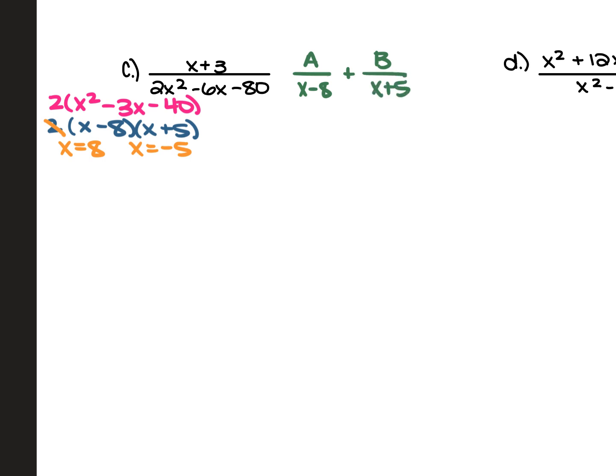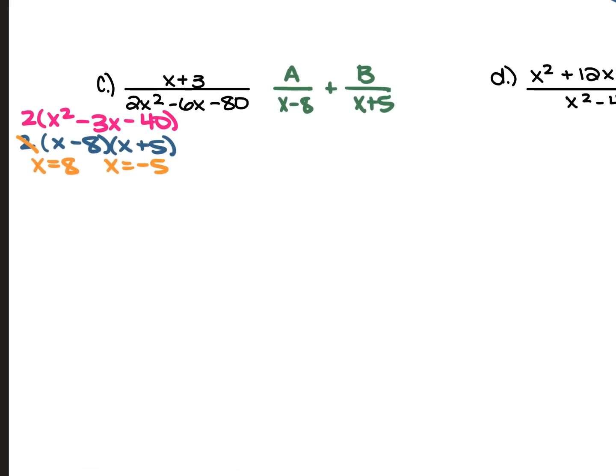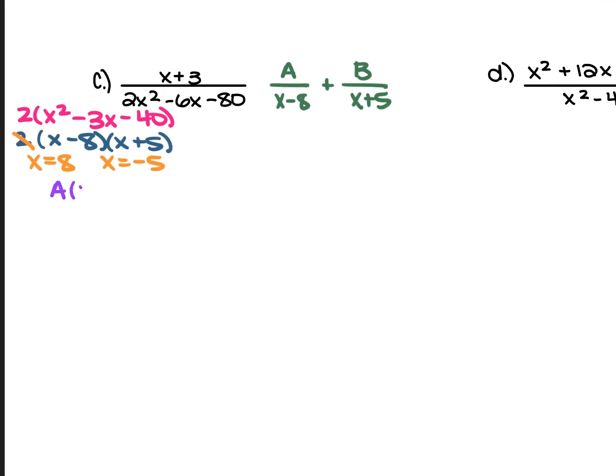So that means that you are going to have a times x plus 5 plus b times x minus 8 is equal to your numerator, which is x plus 3. Does it ever matter which is a and which is b? It doesn't matter which one is a and b. If you did a over x plus 5 plus b over x minus 8, it would still give you the same values for a and b that need to be there.